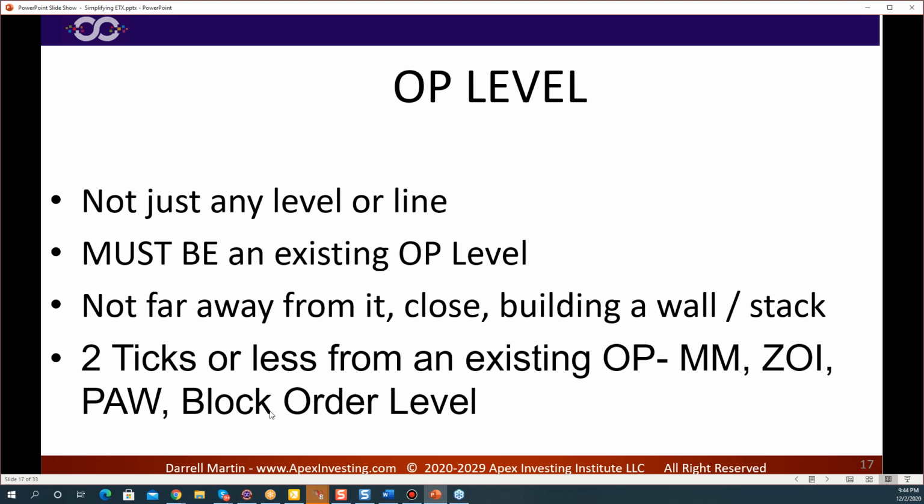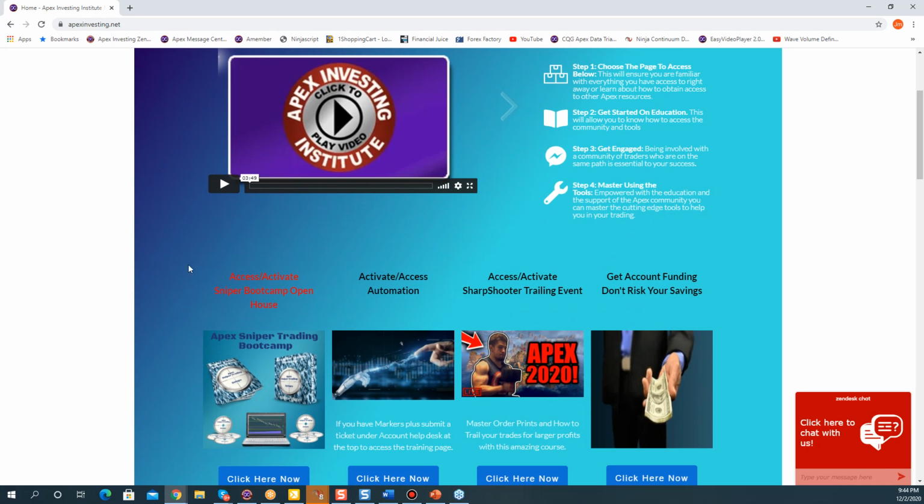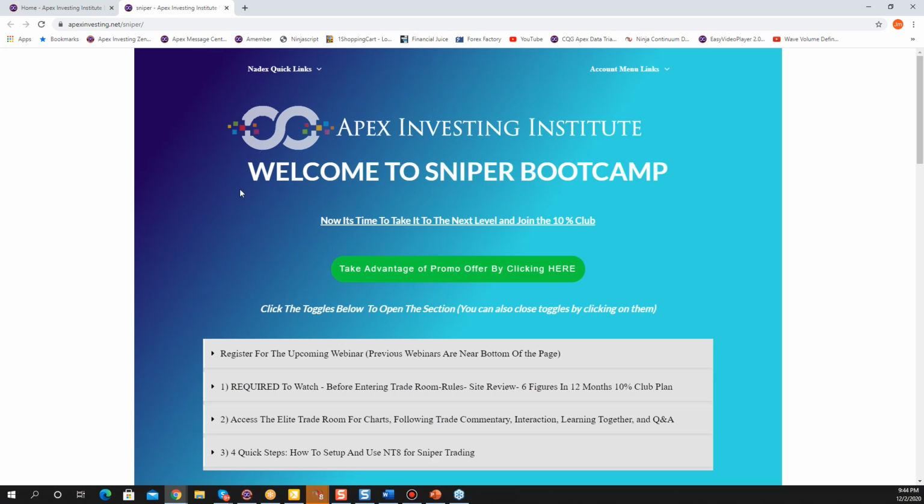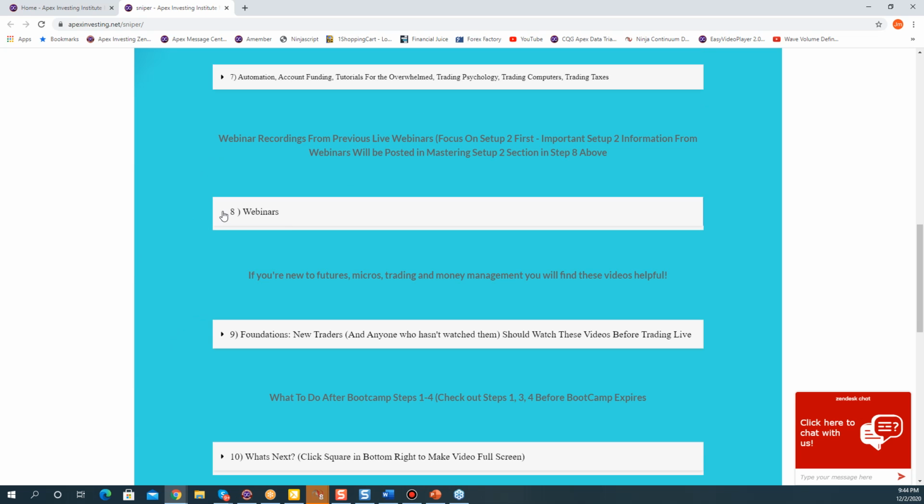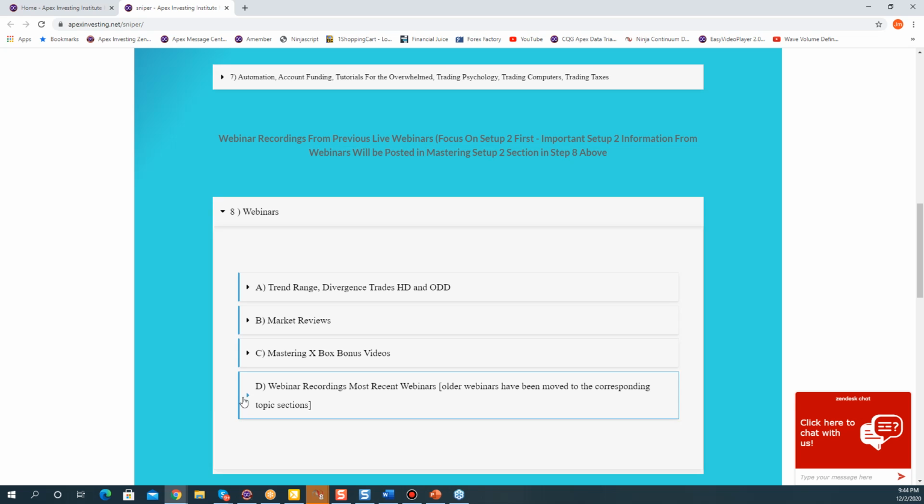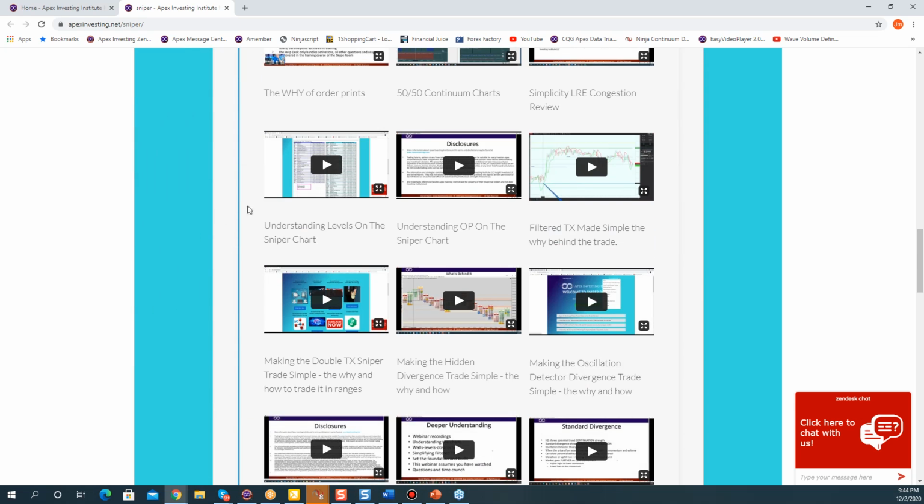Okay? And if any of you are wondering, wait a minute, I'm not sure if I know the difference of an order print level or a not order print level, I'm going to tell you exactly how to find that out. You go to the sniper page, you scroll down here to number 8, webinars, click it, go down to section D, click it, and you go right here. Understanding levels on the sniper chart. I did a whole webinar on it.